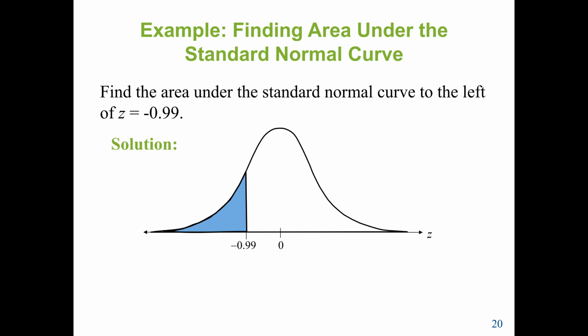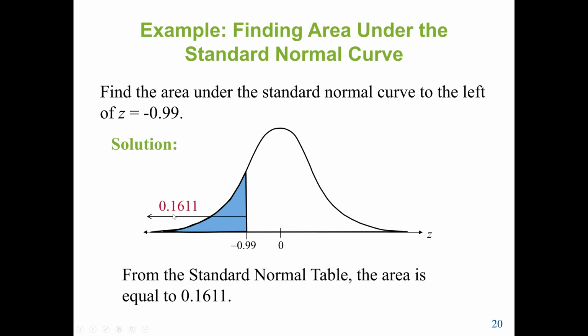When we go to our standard normal table, we look for negative 0.9, then we go across and look for 0.09. And when we do that, we have 0.1611. So we say from the standard normal table, the area is equal to 0.1611. Again, the area is from the left, so there's no need for any subtraction or addition or anything. And so from the left, that's correct.